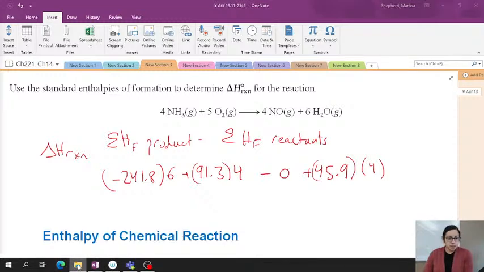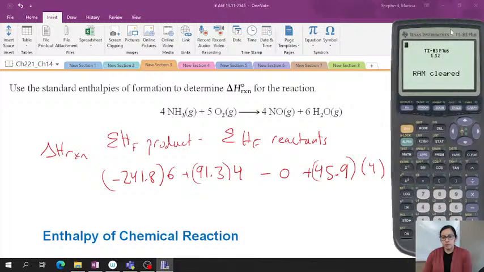Let me re-pull up my calculator after crashing my computer. So now we have 241.8 times 6 plus 91.3 times 4 plus 45.9, since I already accounted for the sign, times 4. Did we get this answer? No? Did I plug something wrong? Yeah, that does look a little high.